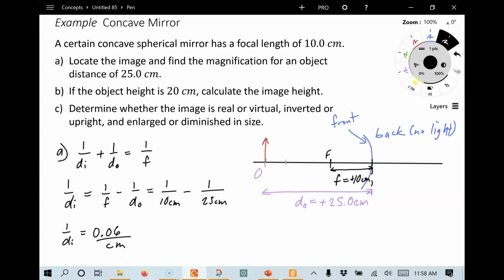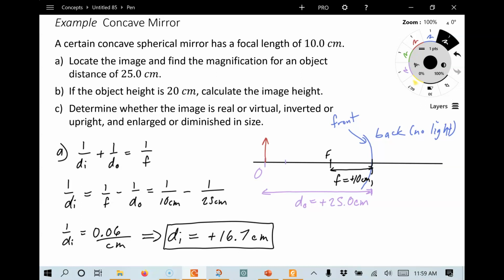Now, the common mistake a lot of people make is forgetting to take the reciprocal here, but we're going to have to take the reciprocal of this to calculate DI, because that's not what we want yet. 1 divided by 0.06 gives us a value of 16.7 centimeters. And I'm going to highlight the fact that this is positive here. So there's our DI.